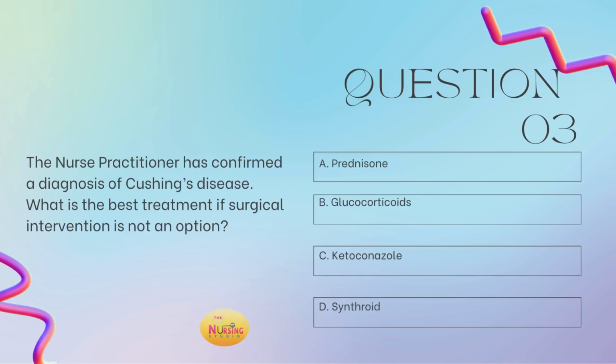And then lastly, question number 3, the nurse practitioner has confirmed a diagnosis of Cushing's disease. What is the best treatment if surgical intervention is not an option? Is it A, prednisone, B, glucocorticoids, C, ketoconazole, or D, synthroid? Take a moment and tell me what you got in the comments, you guys.